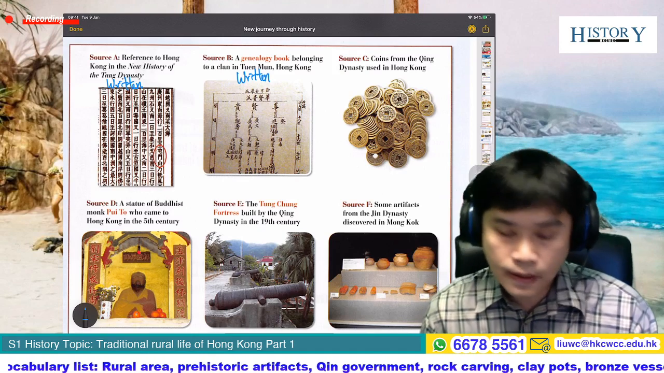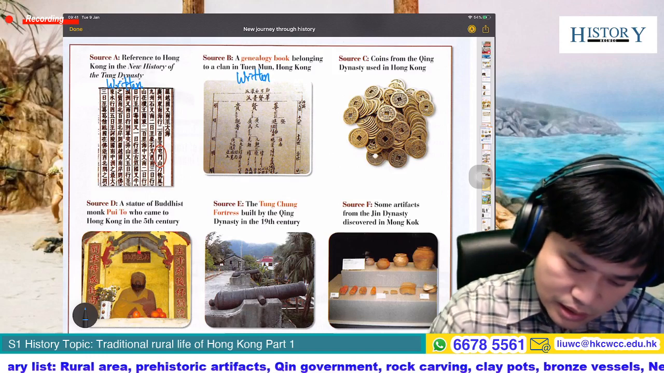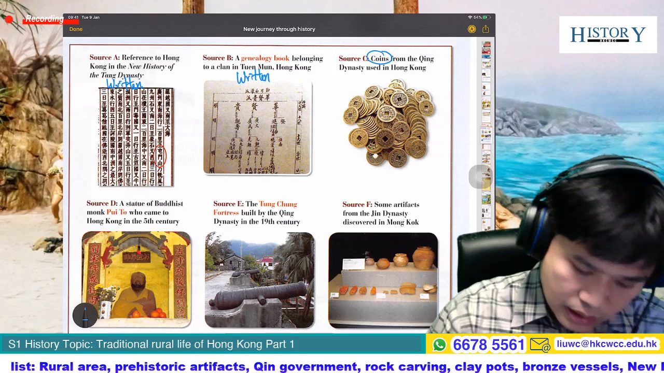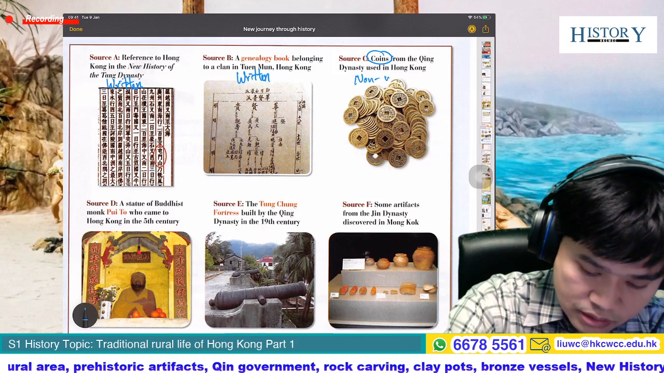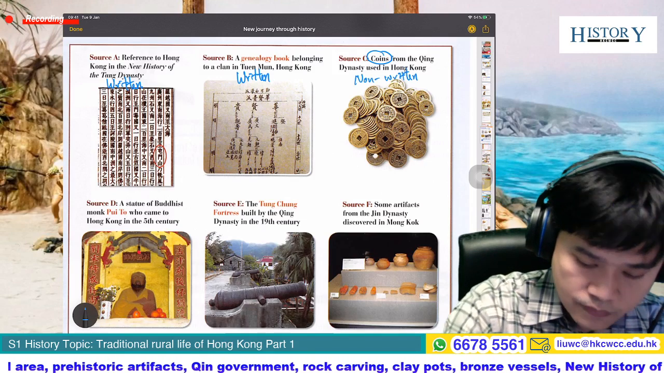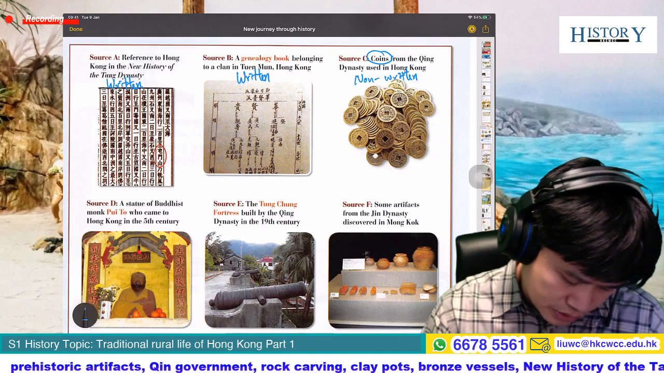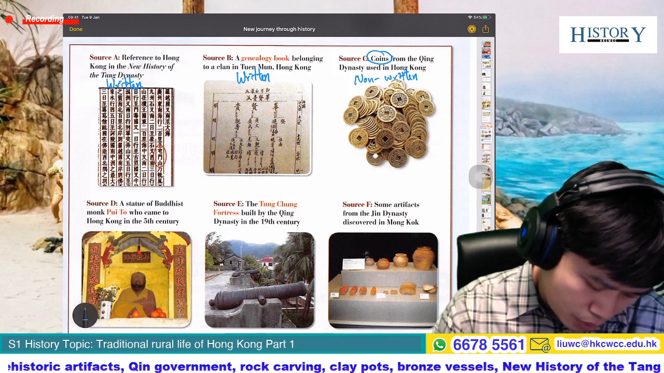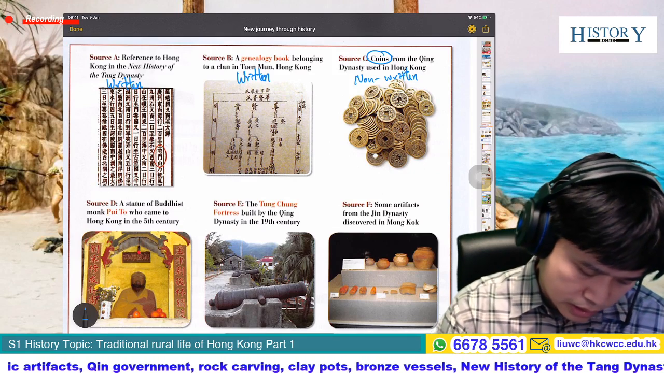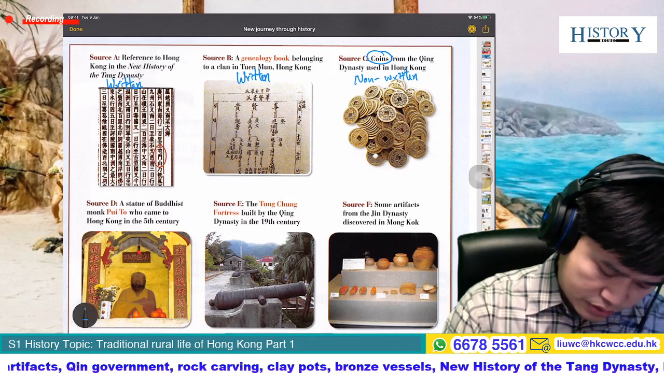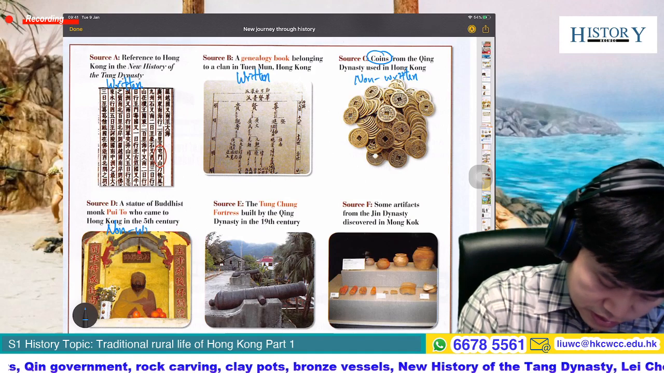Then the third one, coins from the Qing Dynasty, 清朝嘅硬幣啦. Of course, that is a non-written source. And source D, a statue of the Buddhist monk Puitou, who came to Hong Kong in the 5th century. Of course, that is not a written source, that is non-written.